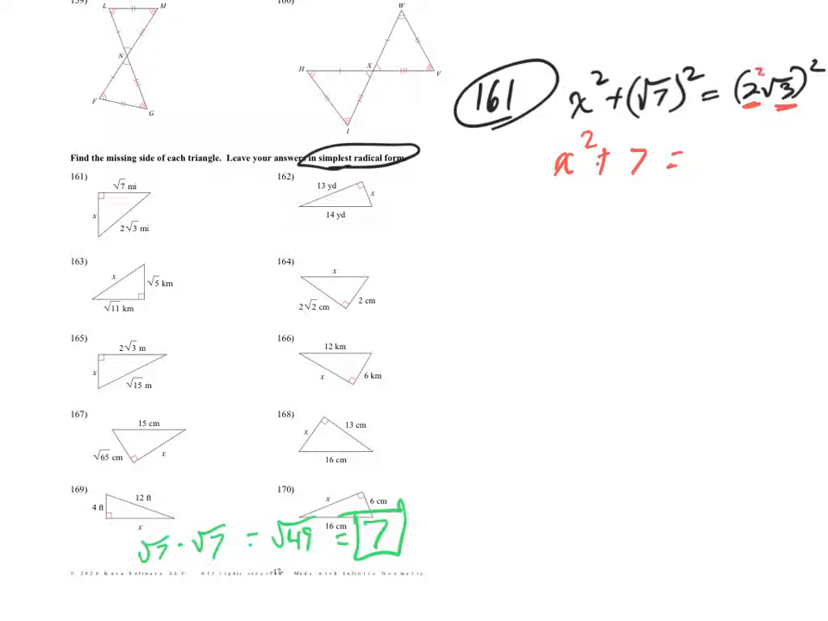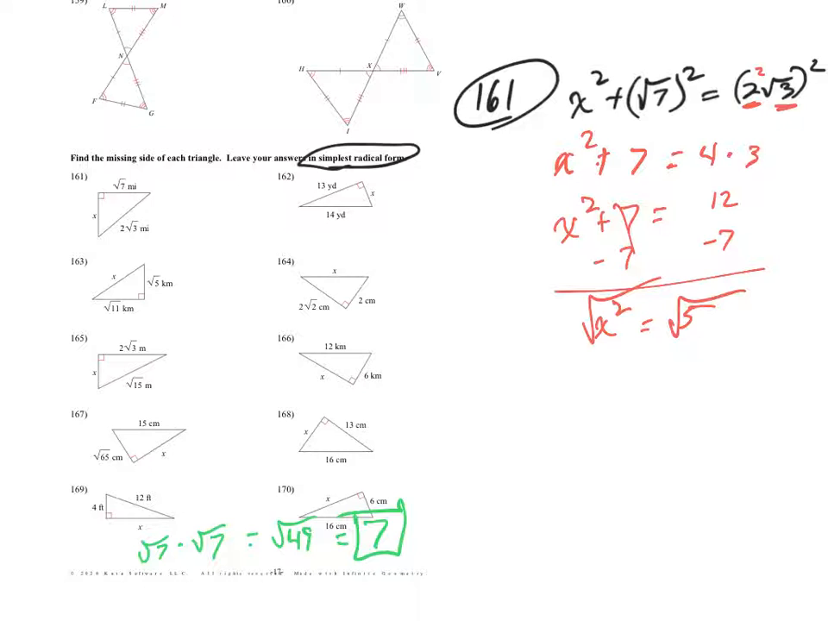So I get 2 squared, which is 4, times square root of 3 squared, which is just 3. So 4 times 3 is 12. So I've got x squared plus 7 equals 12. Now, inverse operation, subtract 7. I get x squared equals 5. Take the square root of each side. I get x equals the square root of 5.